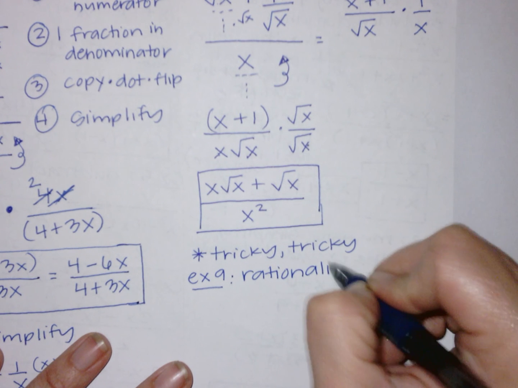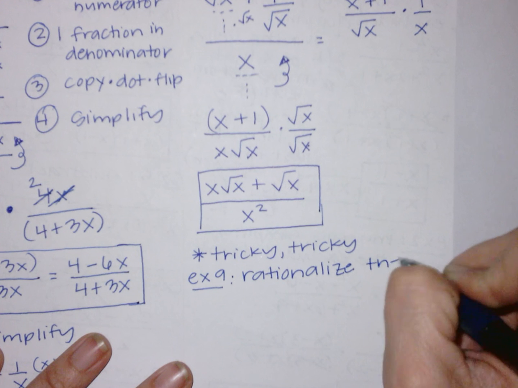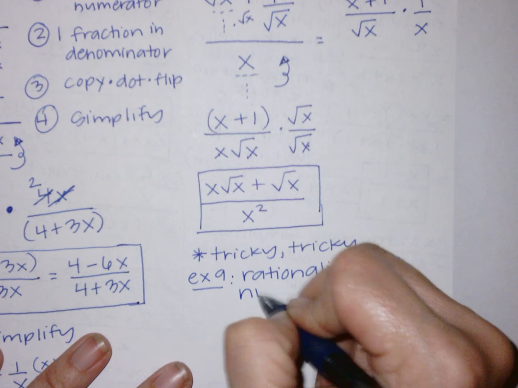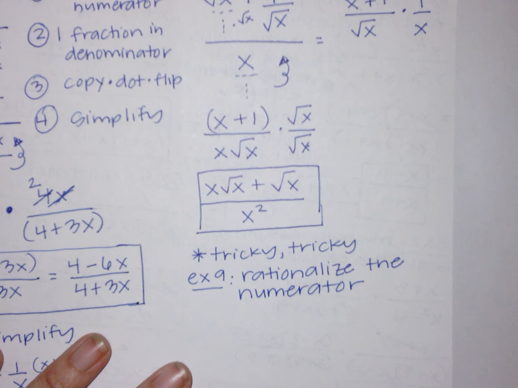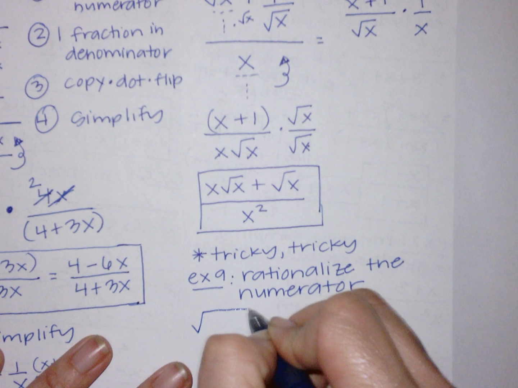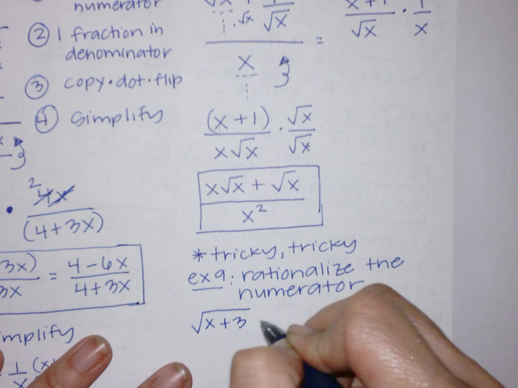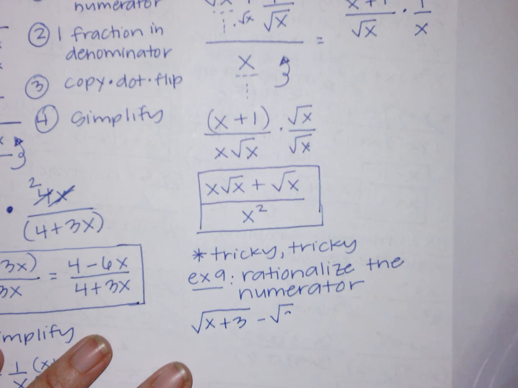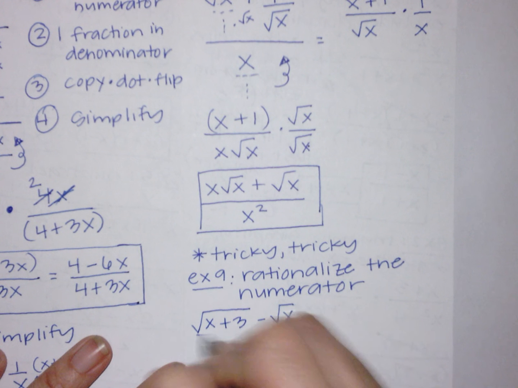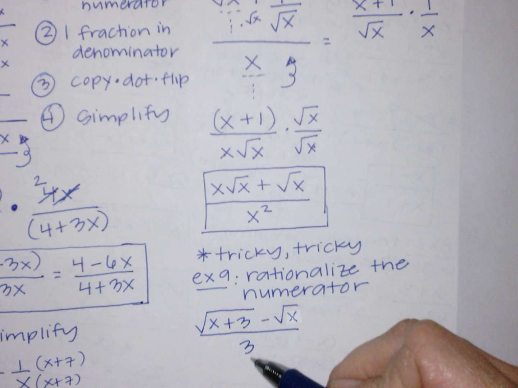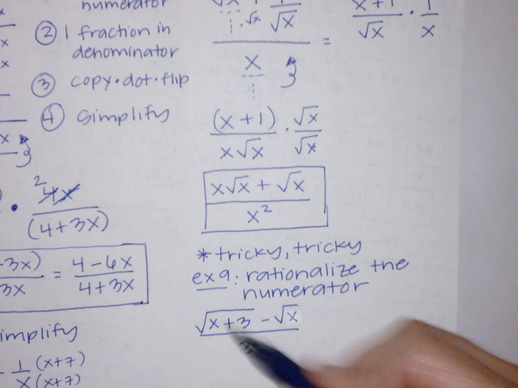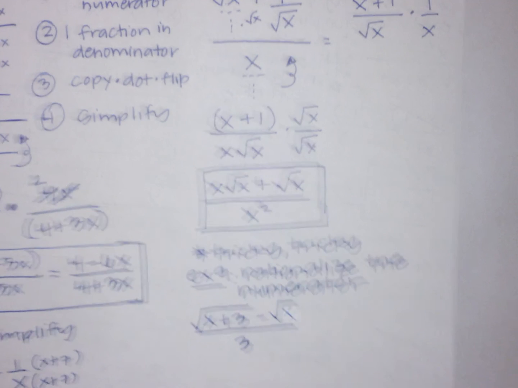So this is going to say rationalize the, and you were expecting me to say denominator, but it's actually numerator. So that's different for you, but it's very similar to rationalizing the denominator. So here is the problem right here. The square root of x plus 3 minus square root x over 3. So with this right here, obviously the denominator is not irrational. It's the numerator that's irrational, and we need to rationalize it.